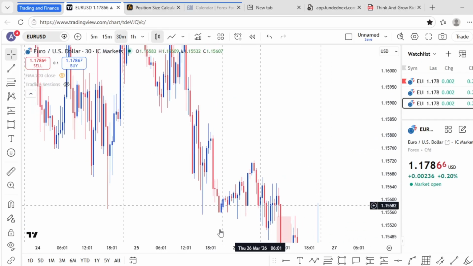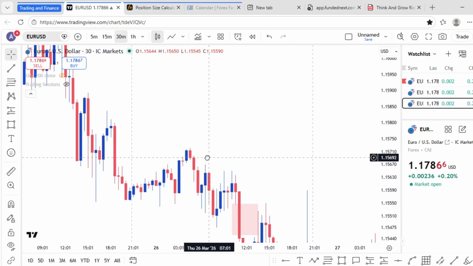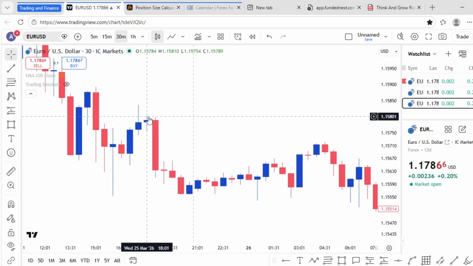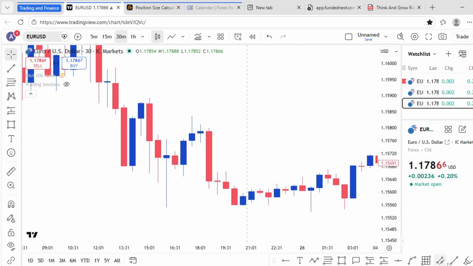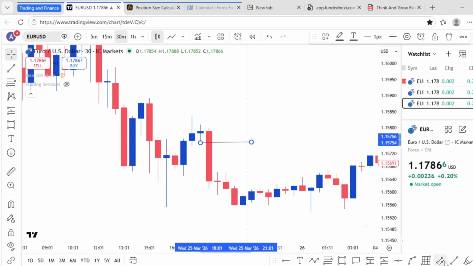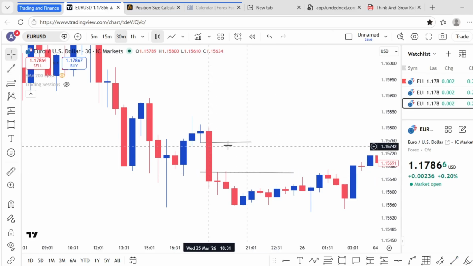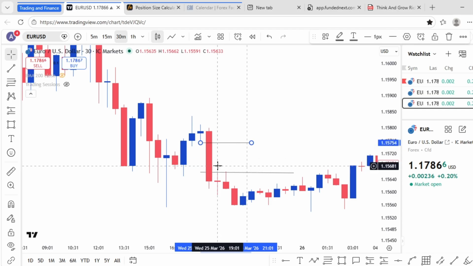Now look at this chart. From this green candle and this red candle, you can see that there's a range, or there's a gap. From here to here, the market did not fill in those orders. All these prices have not been filled yet.